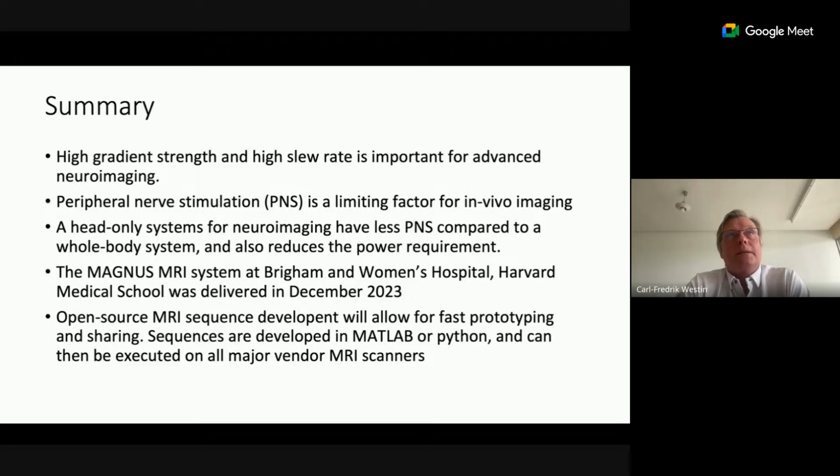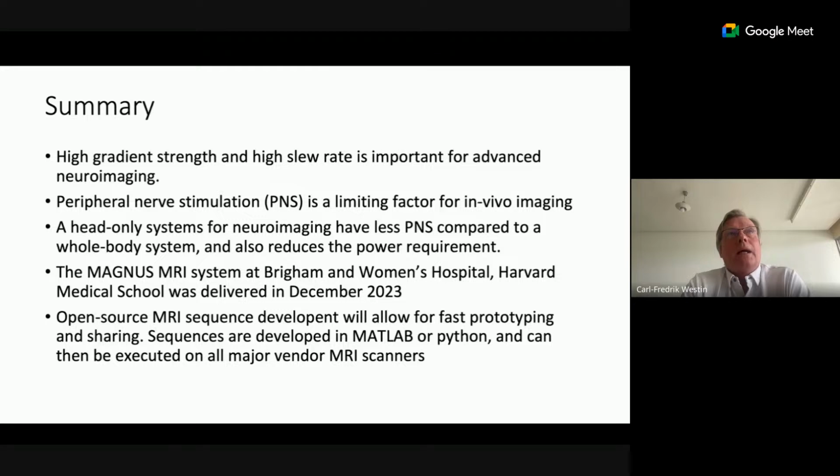We just got our MRI scanner delivered, but it's not completely installed. But in a couple of weeks, we'll get the first images, and I'm extremely excited actually to see what we can do with that machine. And also see what the Martinos Center is doing with the Connectome 2, and we can compare and learn from each other.